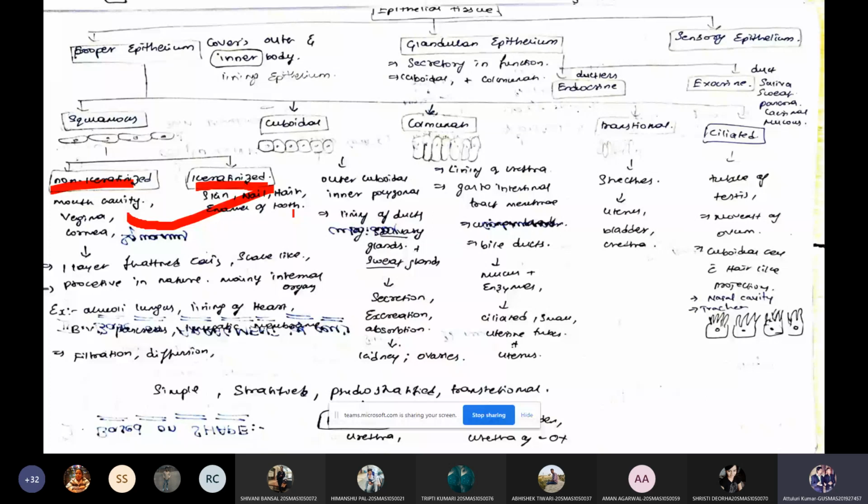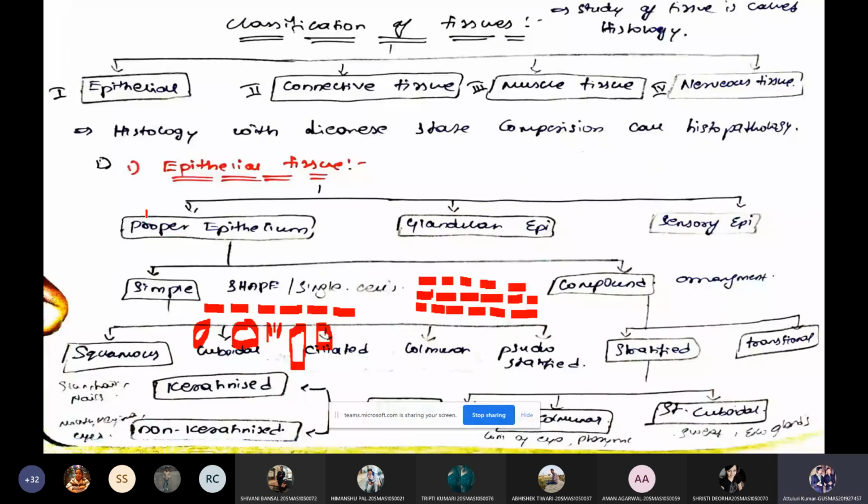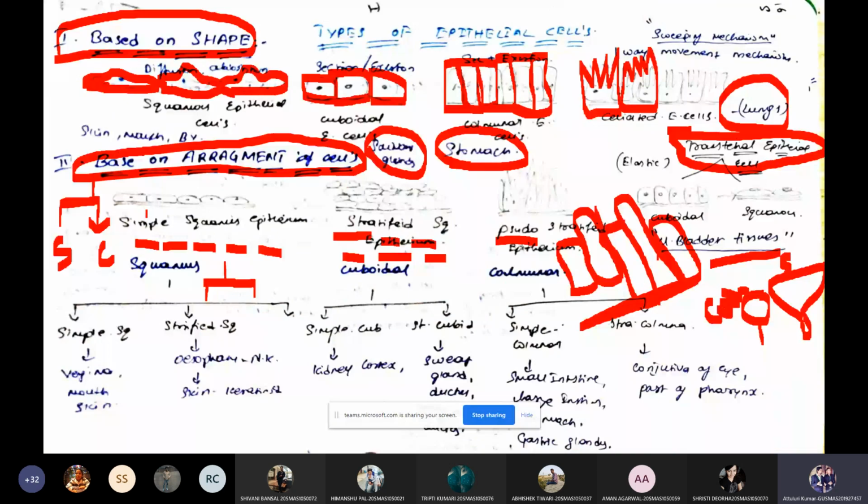So the only thing I want to tell is the squamous cells are further divided into two categories: non-keratinized squamous cells and keratinized squamous cells. Keratinized includes skin, nails, and hair, whereas non-keratinized we have the previous classification: simple squamous epithelium and stratified squamous epithelium. So this is all about the epithelial tissue, students, and their classification.